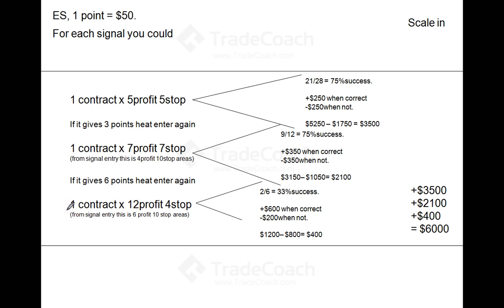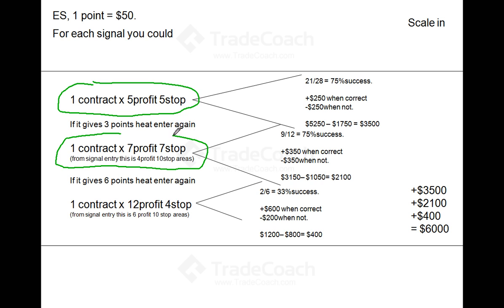Every time you get in, scaling in, you're in a better scenario because your stop's getting smaller, your profit is getting bigger. Okay, so first of all we get in equal size profit and stop, 5 and 5. If it gives 3 points of heat, then we get in 7 point profit, 7 point stop. But relative to the signal entry point, it only has to make 4 points of profit, and the stop is at a 10 point area, so it's a way better advantage. Now if it gives 6 points of heat, then we have a 12 point profit, 4 point stop. Okay, now from the entry signal, that's where it is relative to the entry signal. Okay, so very exciting.